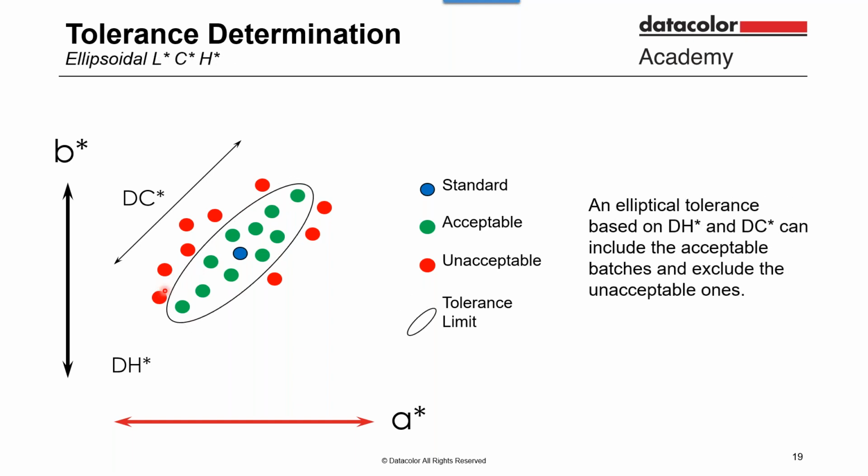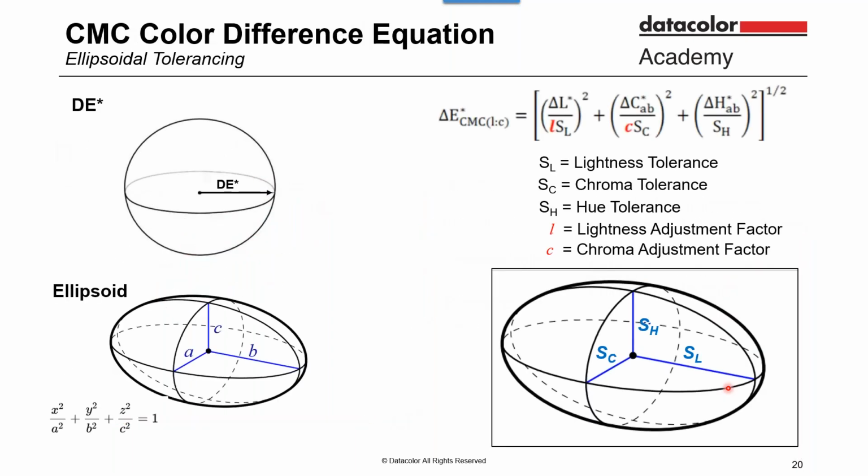So finally we get to this situation. I find that I can do this with an ellipse, or in three dimensions an ellipsoid. So I can now include the acceptable batches and exclude the unacceptable ones. An elliptical tolerance based on DH and DC can include the acceptable and exclude the unacceptable ones. Okay, that gets us into ellipsoidal tolerancing, and we'll start talking about CMC, the color difference equation.